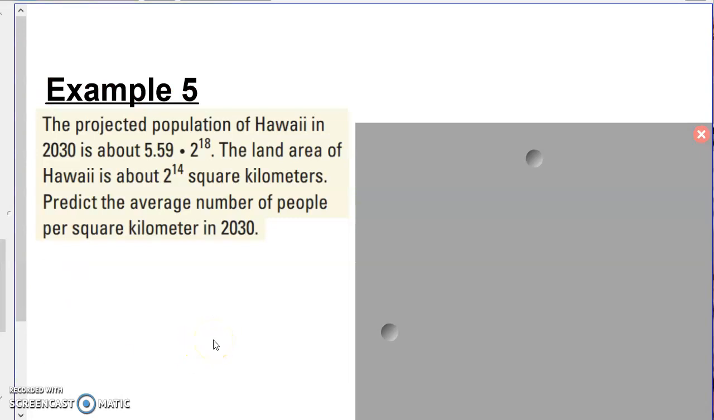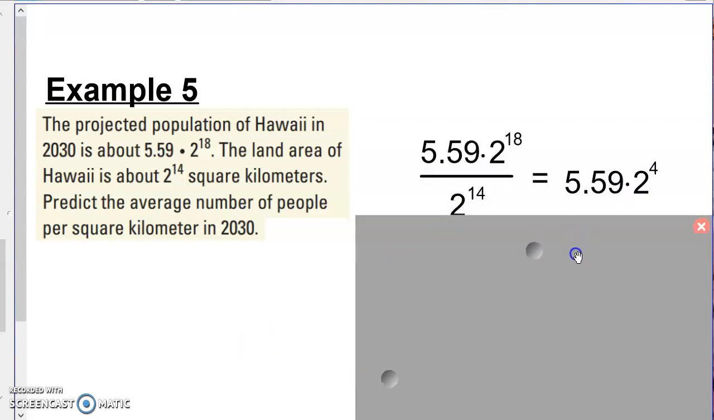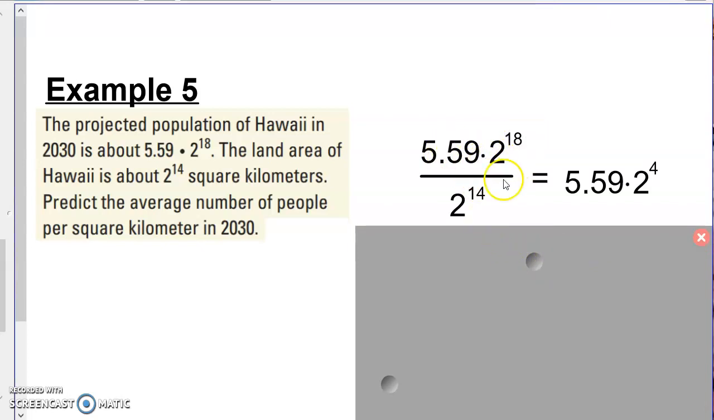All right, that takes us to a real life application. The projected population of Hawaii in 2030 is about 5.59 times 2 to the 18th. The land area of Hawaii is about 2 to the 14th square kilometers. Predict the average number of people per square kilometer in 2030. So what I need to do is divide these two numbers here. So 5.59 times 2 to the 18th divided by 2 to the 14th.